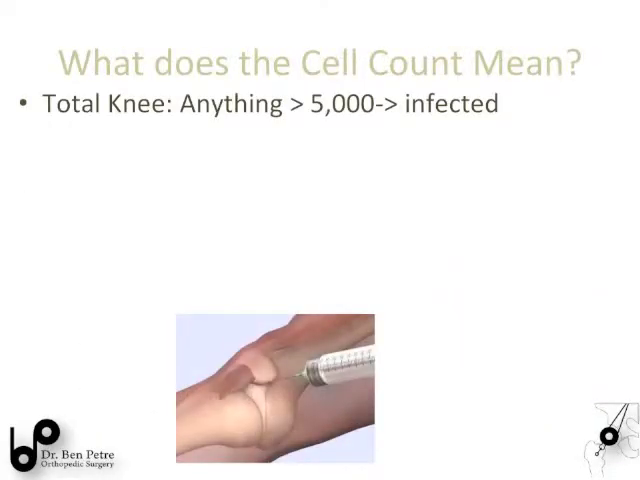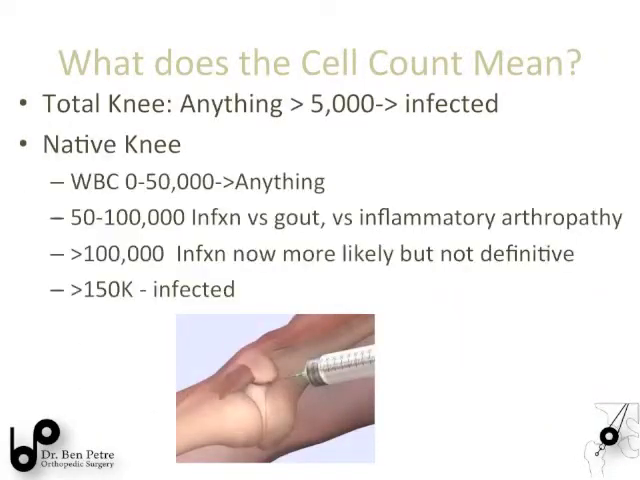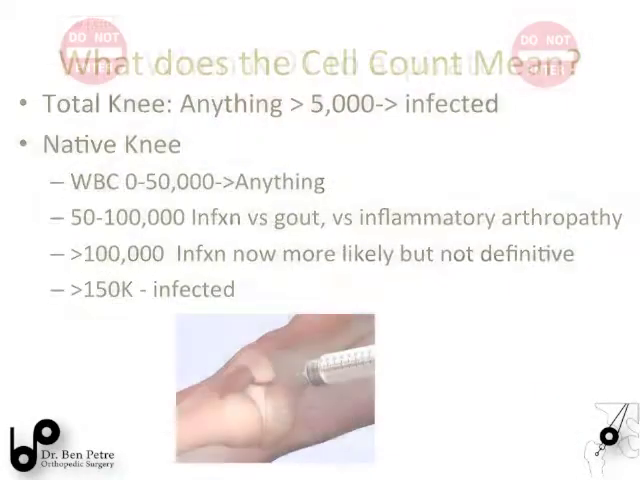There's definite diagnostic value to the white blood cell count in an aspirate. Anything more than 5,000 in a total knee is an affected knee. 0 to 50,000 in a native knee can be anything. 50 to 100,000 is more likely inflammatory. Greater than 100,000, and certainly greater than 150,000, can be infectious.